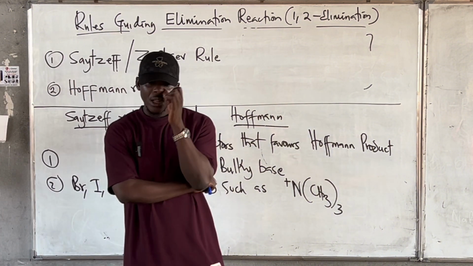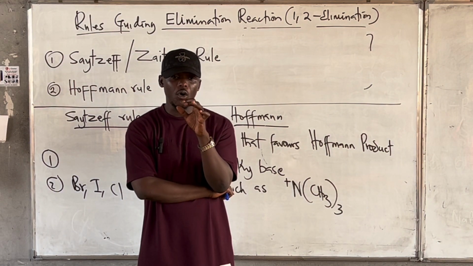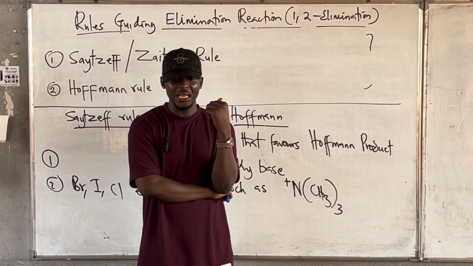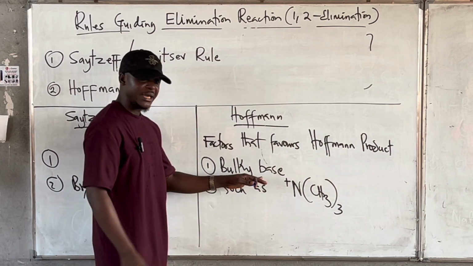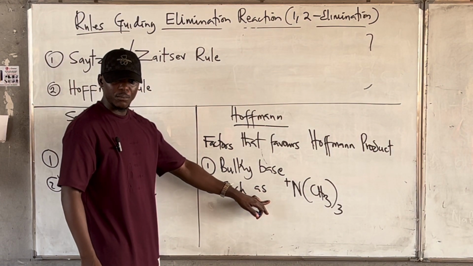How would they ask a question based on that? Majority of the time, they don't actually ask you Hofmann or Saytzeff. They just say, give the major product in this elimination reaction, right? And then you look at the conditions. The base is not bulky. The substrate does not have a charged leaving group, right?